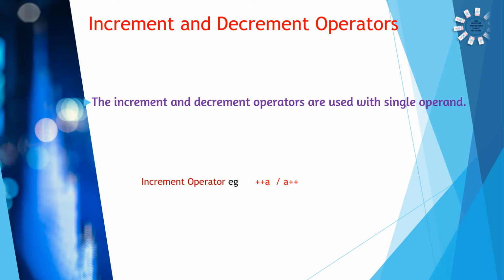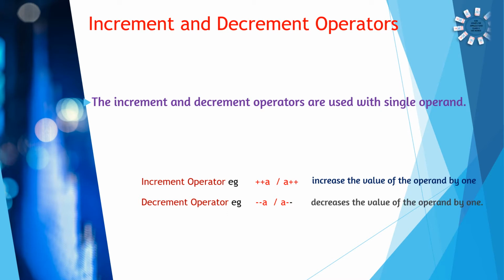This sign can be before or after the variable. If we are using the increment operator, the value will be increased by 1. Suppose a is 5; if we increment, a will become 6. And the decrement operator, --a or a--, will decrease the value of the operand by 1. So in detail we can discuss how it is done.